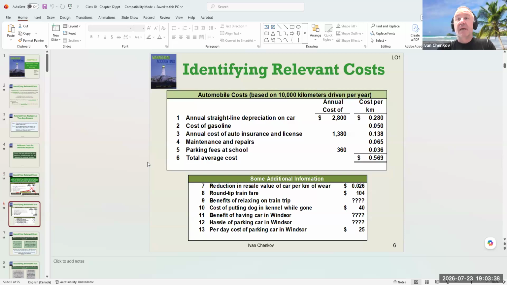She also has, if she drives the car, the value of the car going down per kilometer. If she doesn't drive the car, the value of the car is not going to go down. Is that a relevant cost? Relevant, yes. Round trip train fare. If I take the train, it is going to cost me that much. Is that a relevant cost? Absolutely, that's the cost of the other alternative.